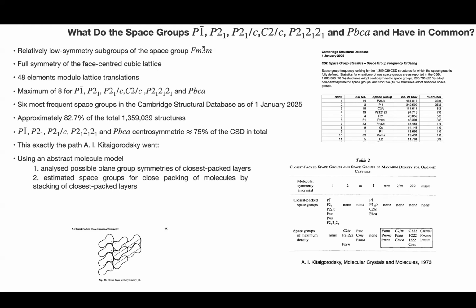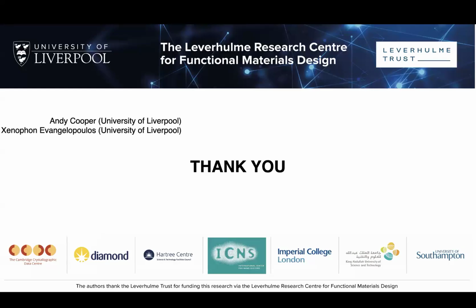So it looks like there is nothing we can add to it, but actually we can add one more column to the table: for molecules with tetrahedral symmetry, the densest possible packing is P1 bar.